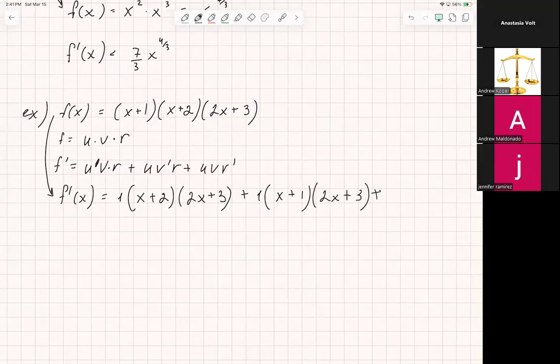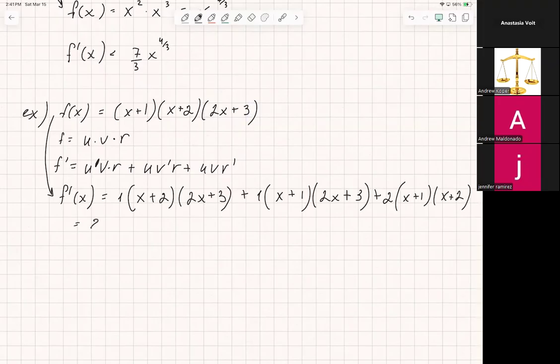And then plus, now you take the derivative of the third function. The first two functions stay the same. So the derivative of 2x plus 3 is just 2, and then we have x plus 1, x plus 2. All right, and now you can simplify.